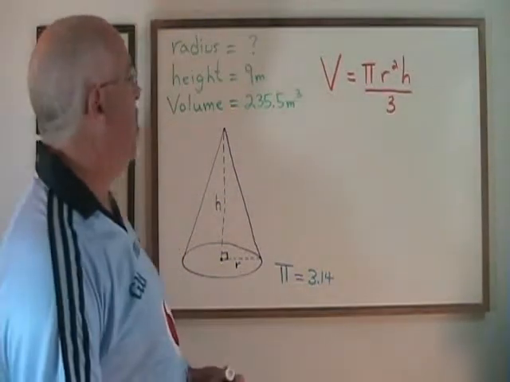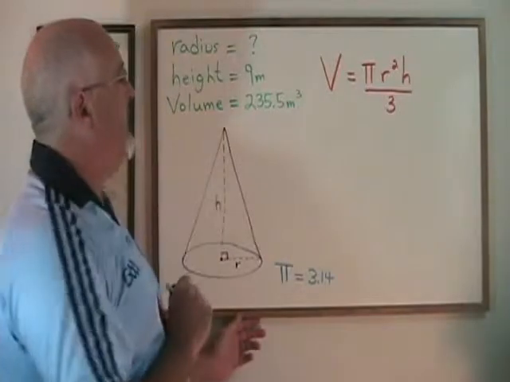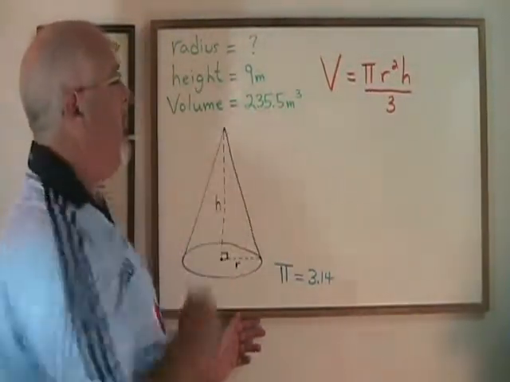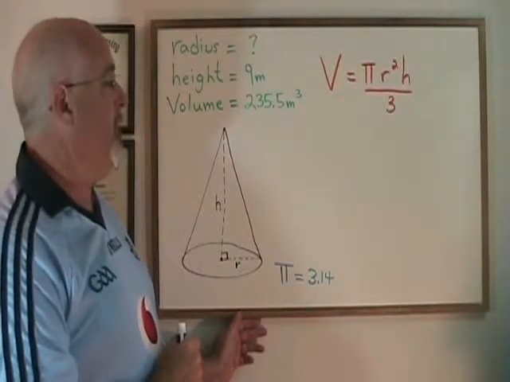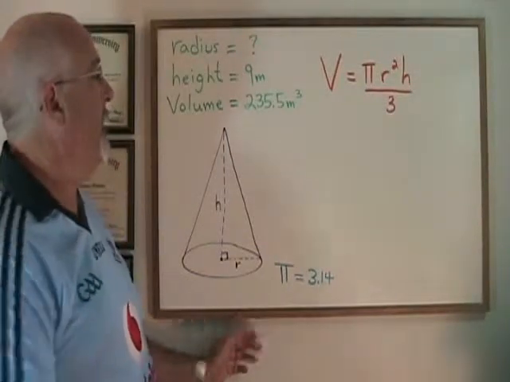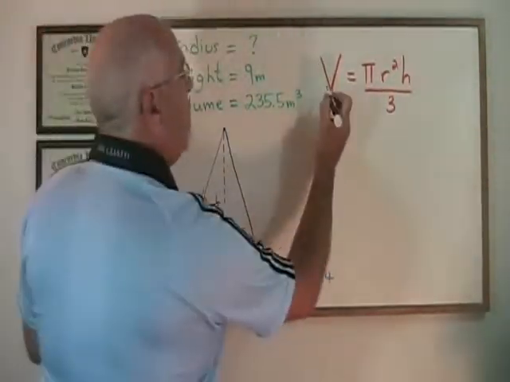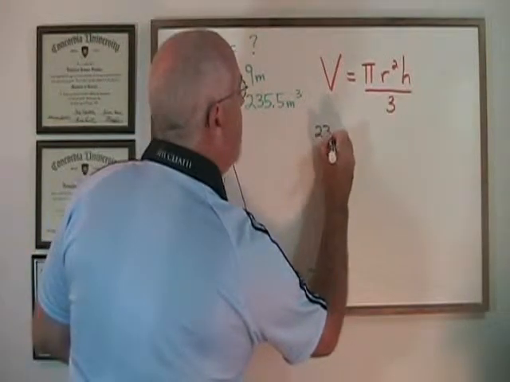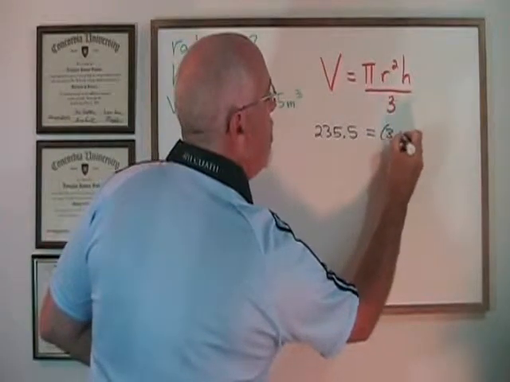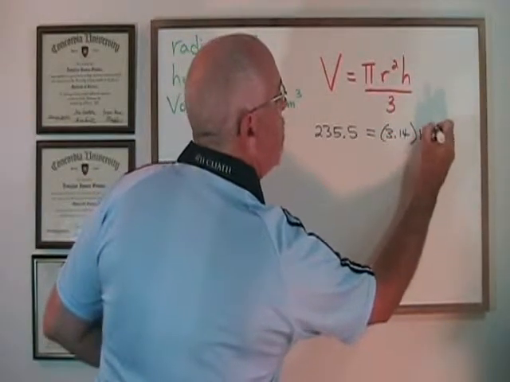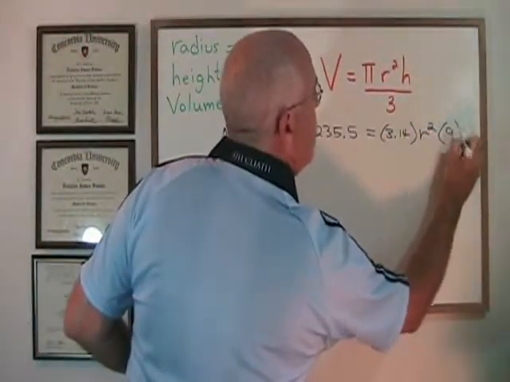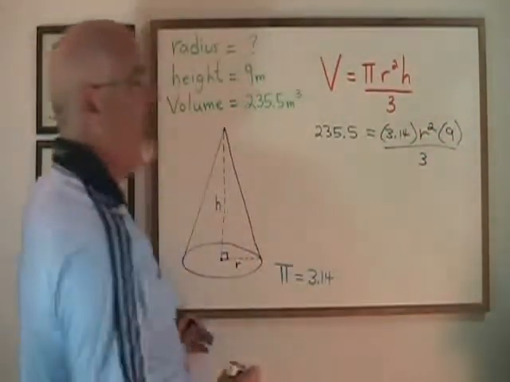In the next example, we are looking for the radius. The height is 9 meters. The volume is 235.5 meters cubed. And again, we are going to use pi equal to 3.14. Filling in the formula, the V is replaced by 235.5. Pi is replaced by 3.14. The r squared stays because it is our unknown. The h is replaced by 9. And we still have this 3 down here.